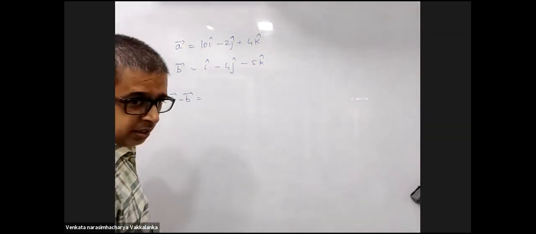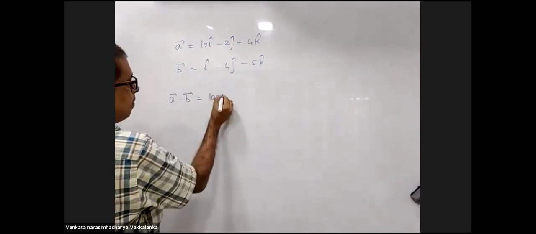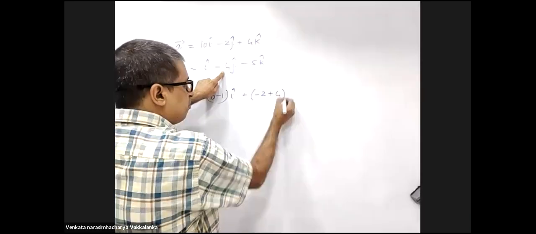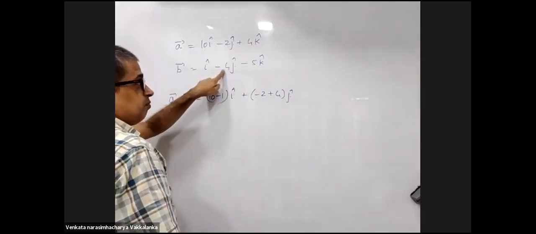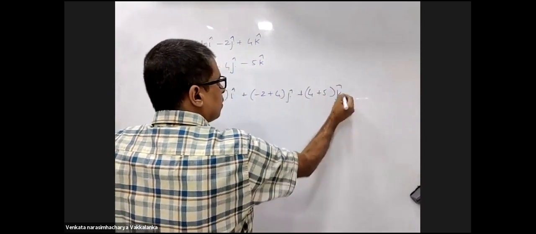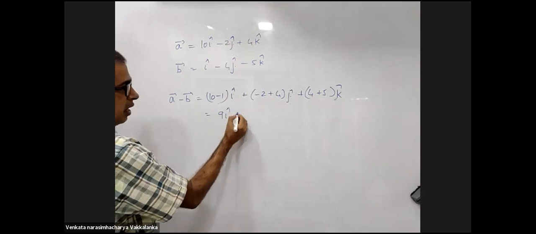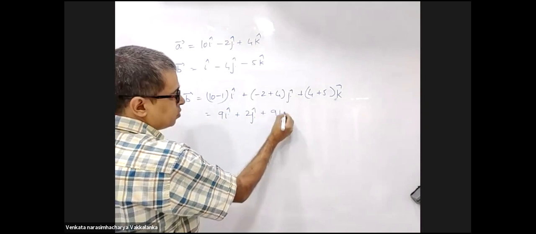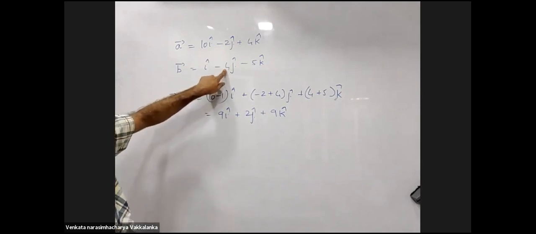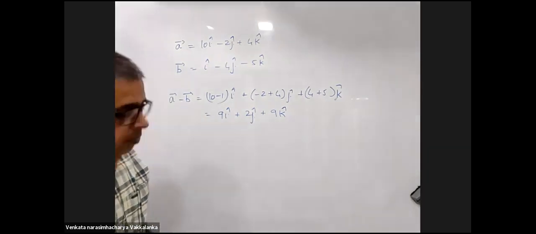Few of you are committing a small silly mistake in simplification. Have a look. Your requirement is A minus B, not A plus B. A minus B is 10 minus 1 i cap, plus minus 2 minus of minus 4 j cap, plus 4 minus of minus 5 k cap. Minus B means this minus this. This will be 9i cap plus 2j cap plus 9k cap. 10 minus 1 is 9. Minus 2 minus of minus 4 is plus 4, so 2. 4 minus of minus 5 is 9. So 9i cap plus 2j cap plus 9k cap.